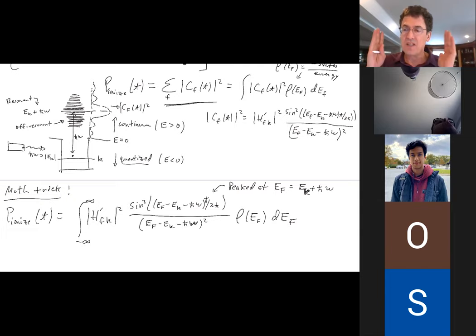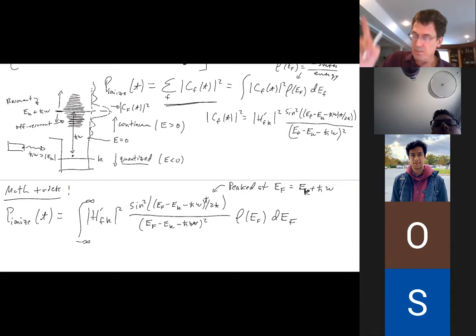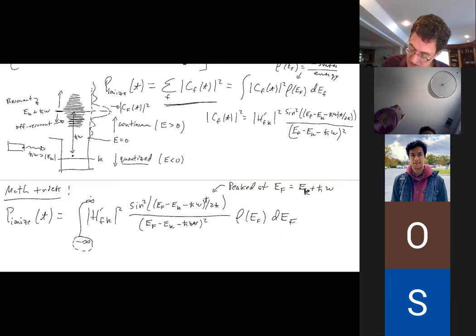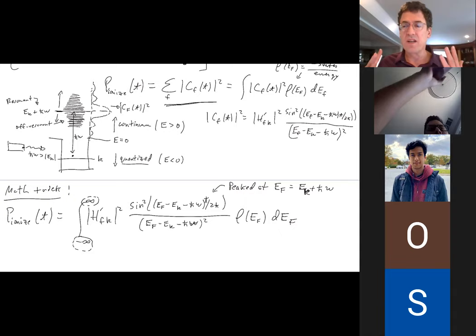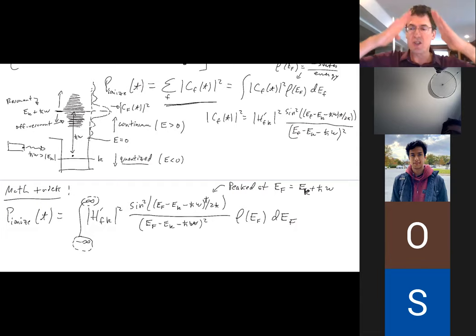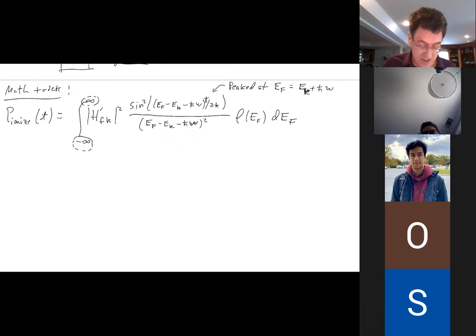Back in this picture, I'm integrating over this energy, from negative infinity to positive infinity. It's sort of cheating, but it's okay because the function falls steeply, and so the integrand is zero far away. It's okay to integrate over that, and it just makes the integral easier. So this is the integral that I've got to do.